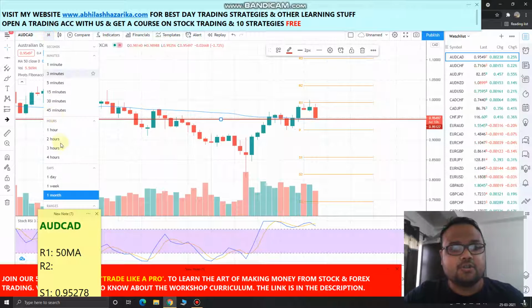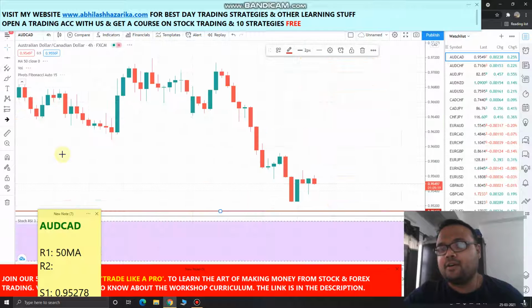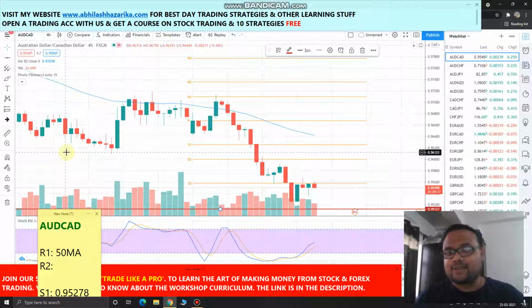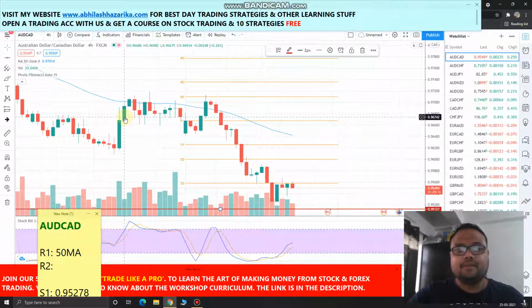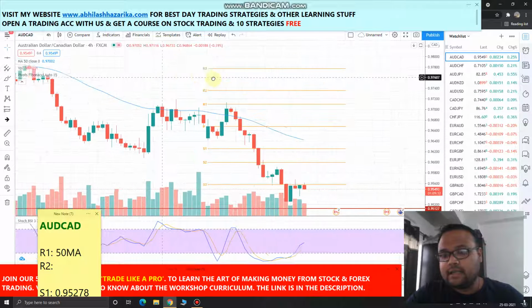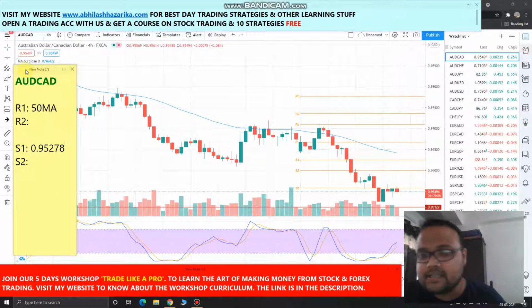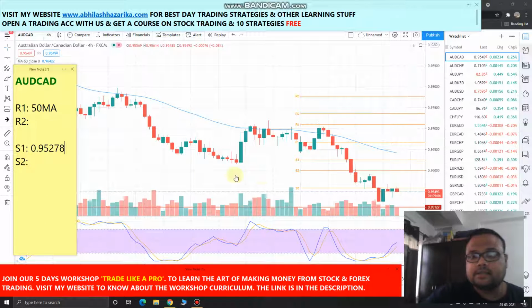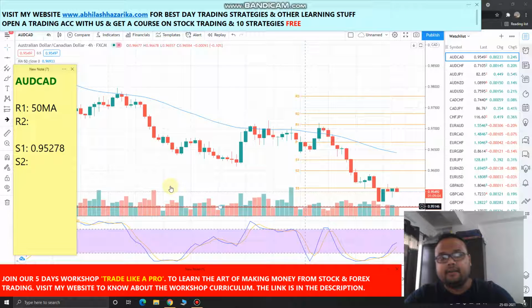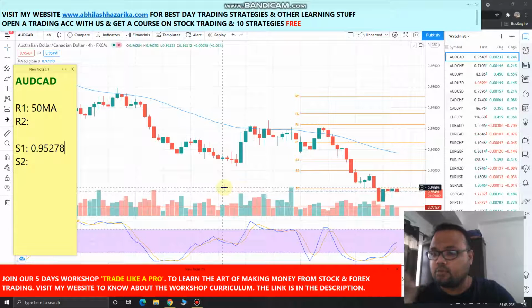Now let's switch to the normal time frame, our beloved 4 hours time frame. Right now you have understood one thing, that 50 moving average is a valid resistance to the market, and this level or this line 9527 is a valid support of the market.